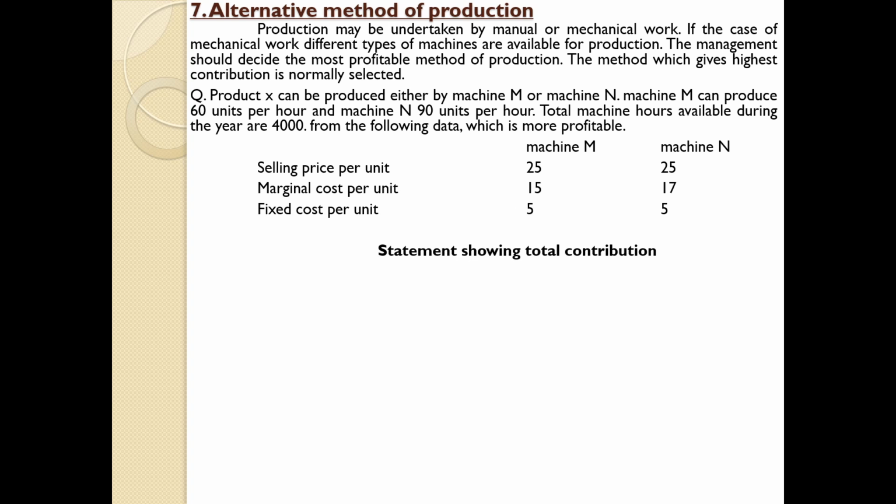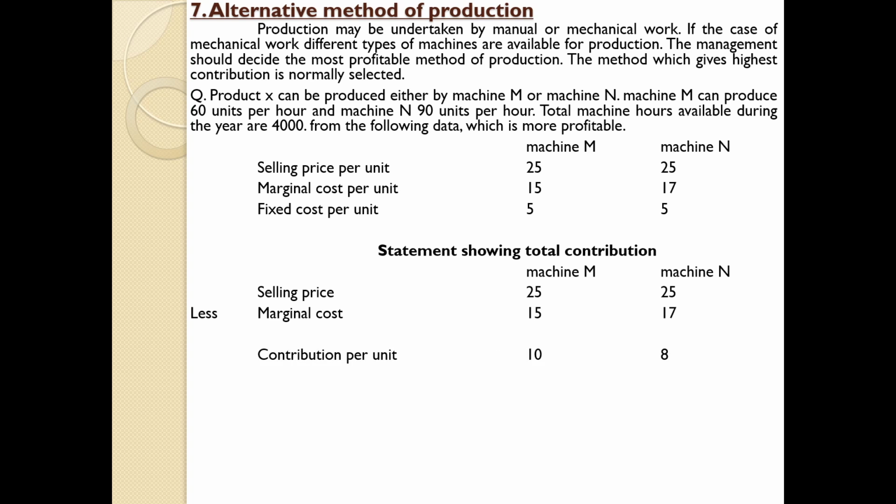What is the difference between machine M and machine N? Which one is better? Let us find out. Selling price is 25 and 25, the same for machine M and N, but if you deduct marginal cost from both, you will get a contribution of 10 and 8. Contribution of machine M is 10 and contribution of machine N is 8.